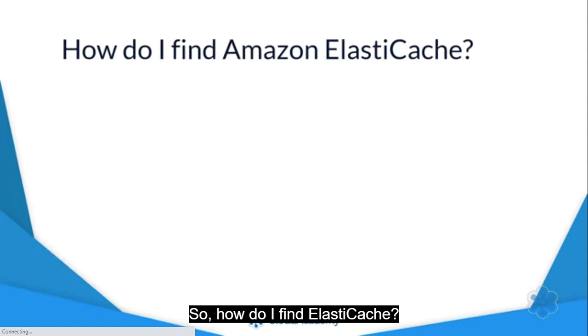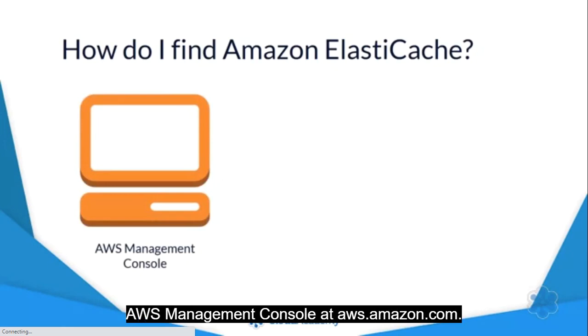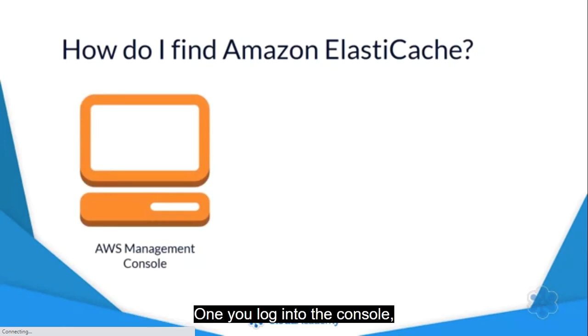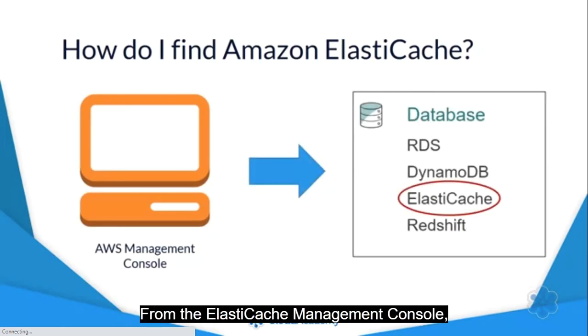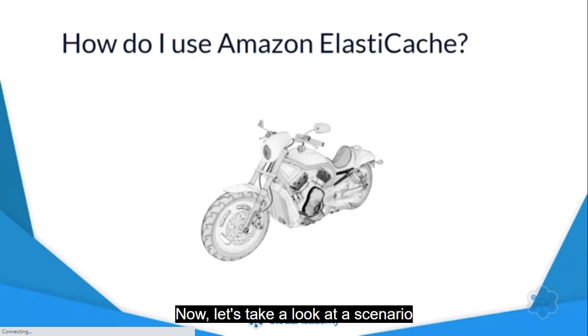So, how do I find ElastiCache? Amazon ElastiCache can be found in the AWS Management Console at aws.amazon.com. Once you log into the console, look for the database options and select ElastiCache. From the ElastiCache Management Console, you have the option to create a cluster using the Memcached or Redis engine, authorize and connect to clusters, and manage your clusters. Add resources, modify configuration settings, and monitor your ElastiCache environment. Choosing the default configuration values will generally suffice to start getting familiar with the ElastiCache service.